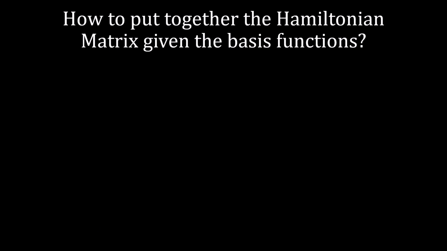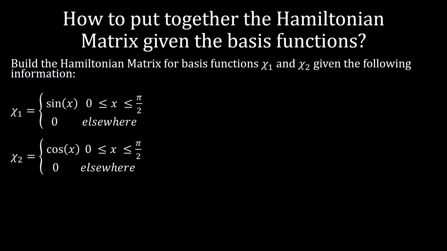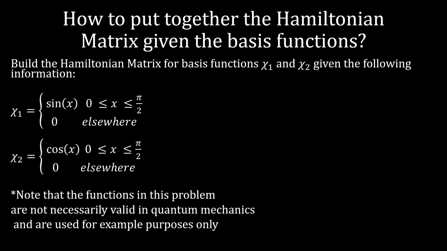So now let's try an example of this. Here we're given the basis functions, and we need to compute the integrals manually. We're told that chi1 is sine x from 0 to pi over 2, and chi2 will be cosine x from 0 to pi over 2, and they're going to be 0 elsewhere. Just as a disclaimer, I'm not saying these are good basis functions in quantum mechanics or even quantum mechanically allowed. I'm just using them here as examples because the integrals will be pretty simple to compute.